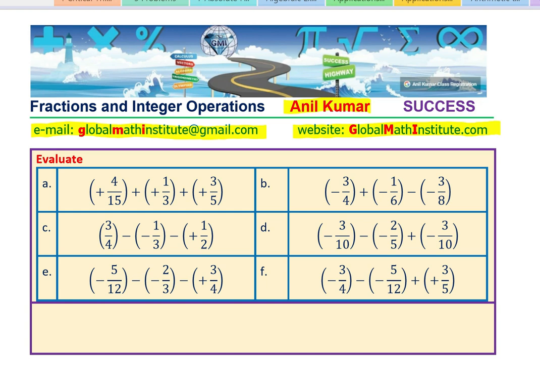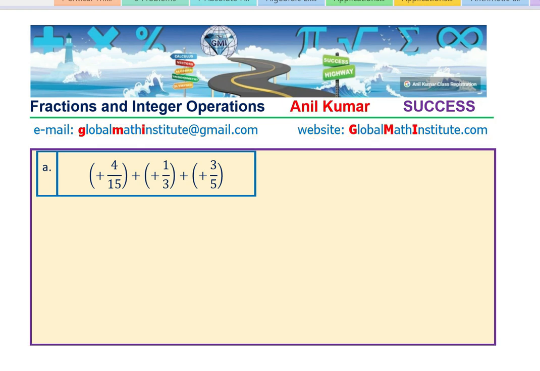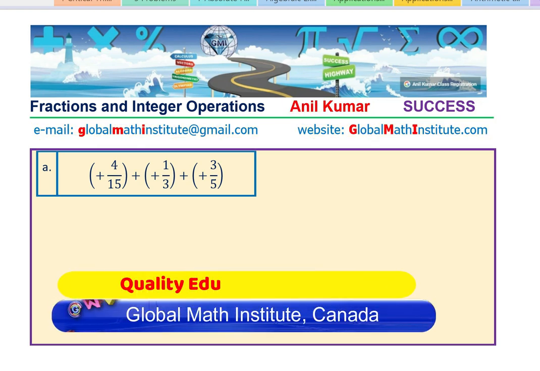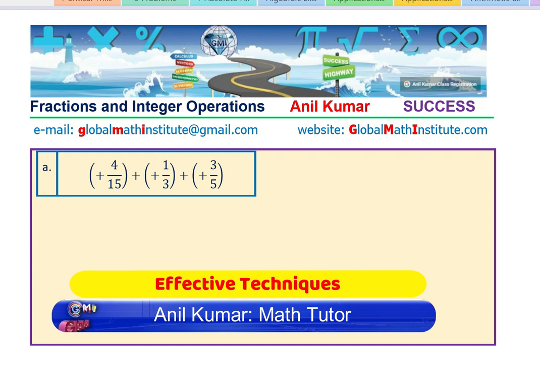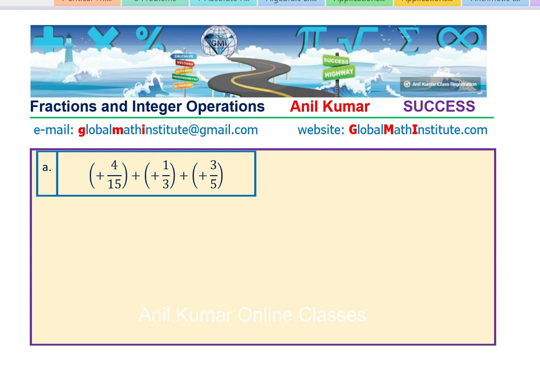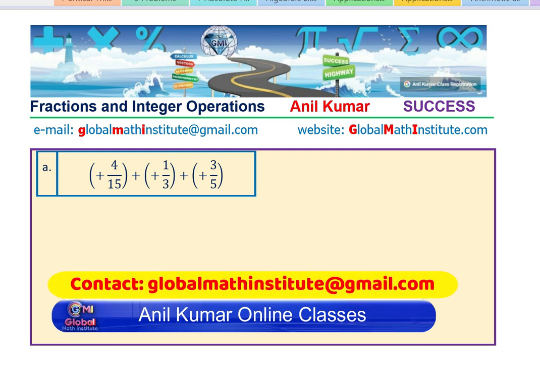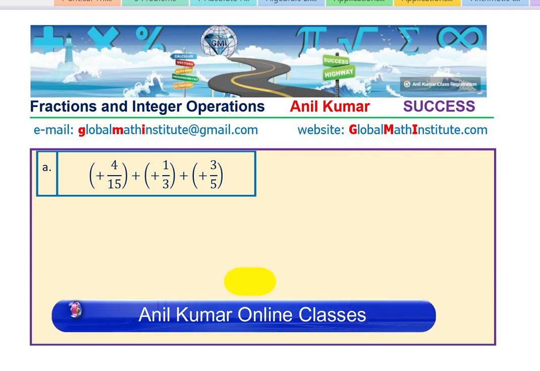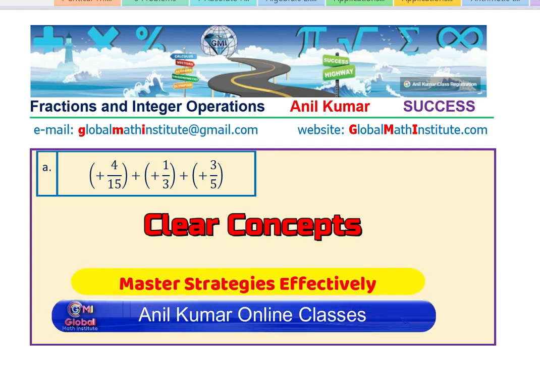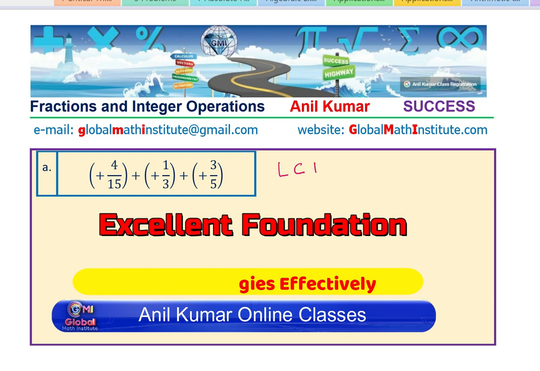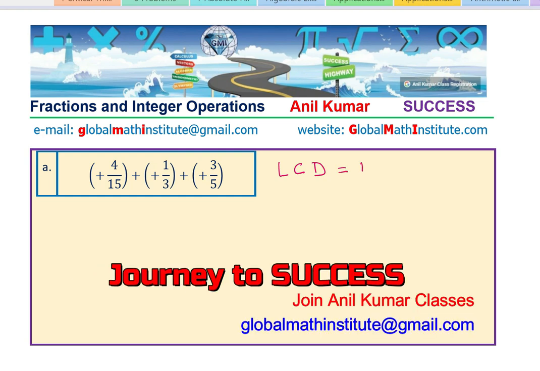Here are 6 practice questions for you. Let's begin with the very first one. So we have plus 4 over 15 plus 1 over 3, and then we need to add plus 3 over 5. First step always is to have a common denominator. So let's think what is the common denominator? Well, the lowest common denominator we're talking about is 15.